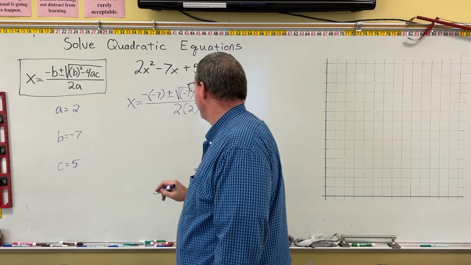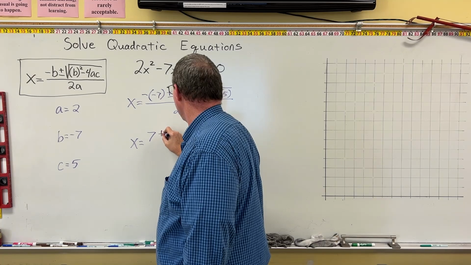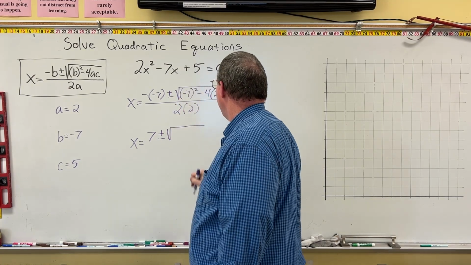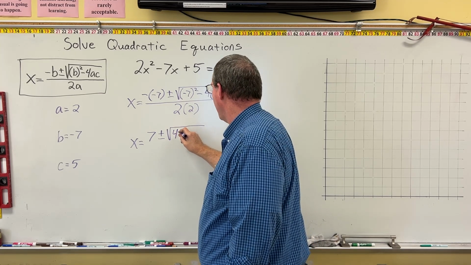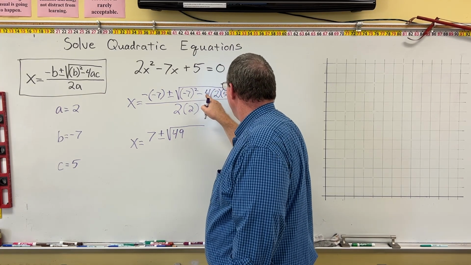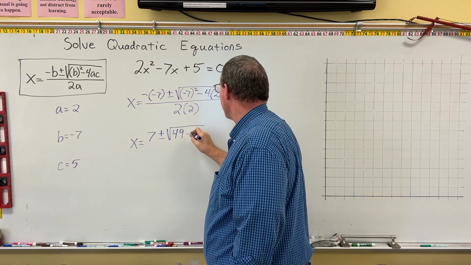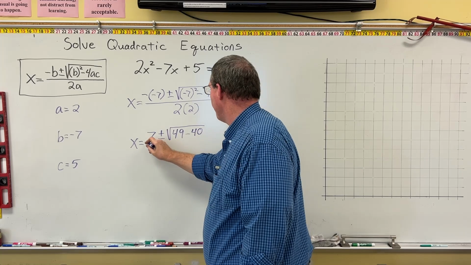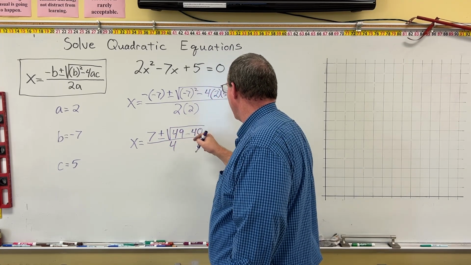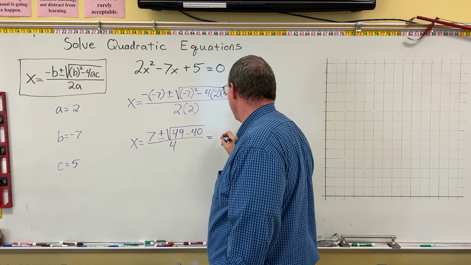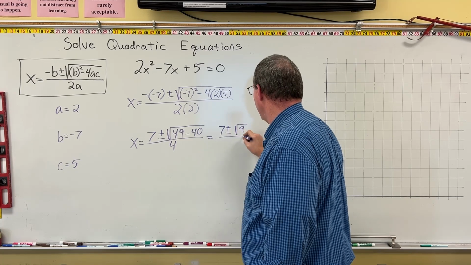Now let's resolve some of this. So x is equal to -7 is 7, plus or minus the square root of. And now, -7 squared is -7 times -7. That's 49. And then 4 times 2 times 5. 2 times 5, that's 10. 10 times 4 is 40. So this is -40. All over 2 times 2 is 4. And so 49 minus 40, well, that's 9. So what we have here is 7 plus or minus the square root of 9 over 4.